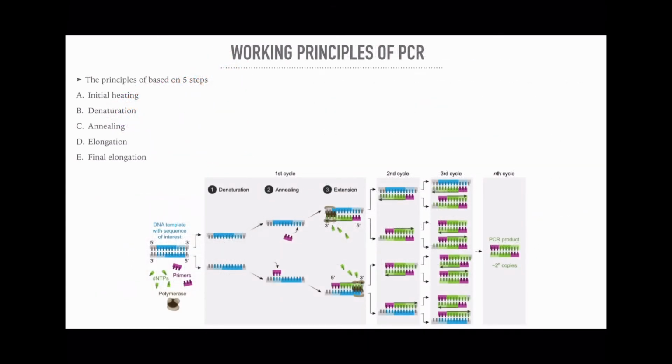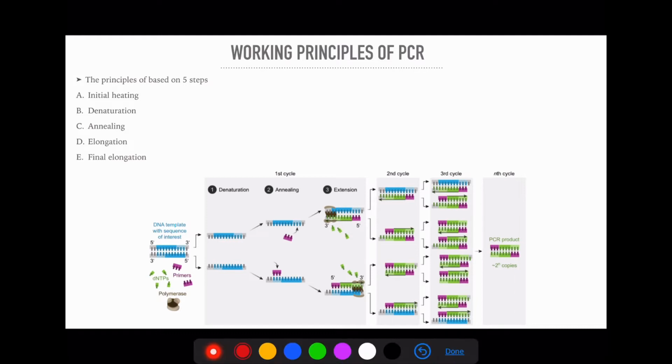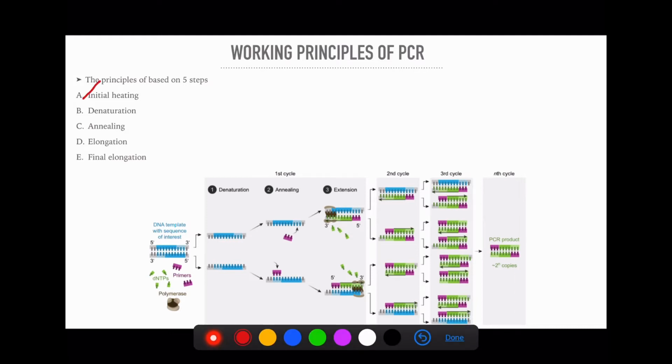Now, let's look at the working principle of PCR. The main steps of PCR protocols are as follows. Number 1, initial heating. Number 2, denaturation. Number 3, annealing. Number 4, elongation. Number 5, final elongation. And lastly, final hold. Among all these steps, denaturation, annealing and elongation steps are the part of a repetitive cycle.